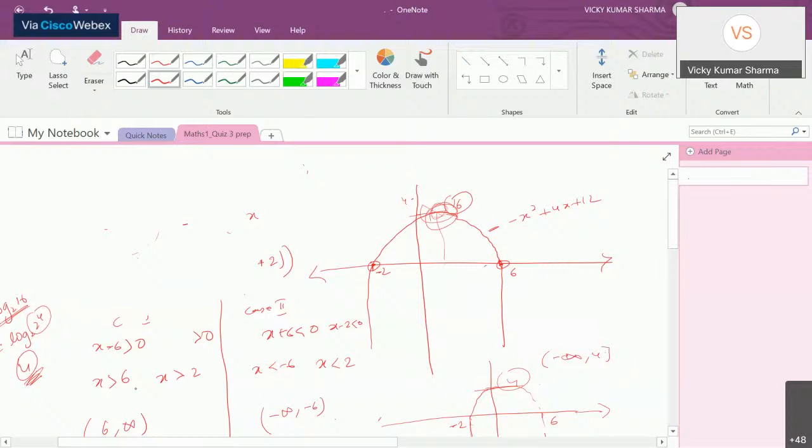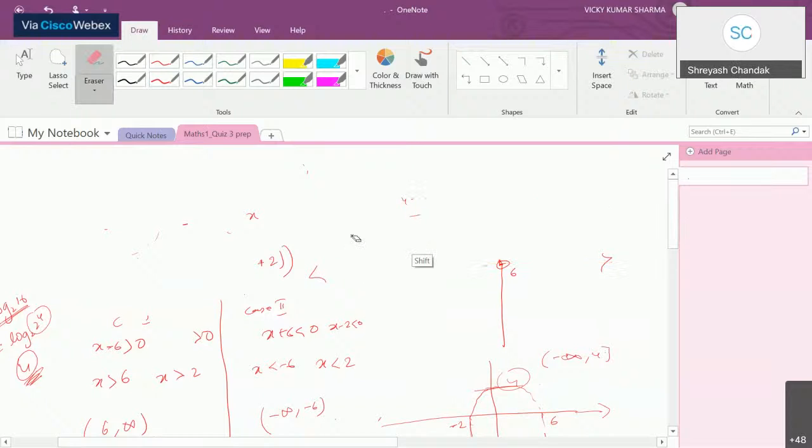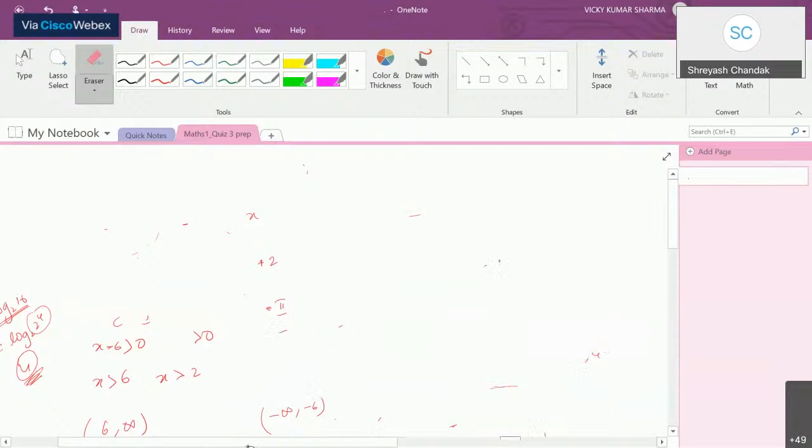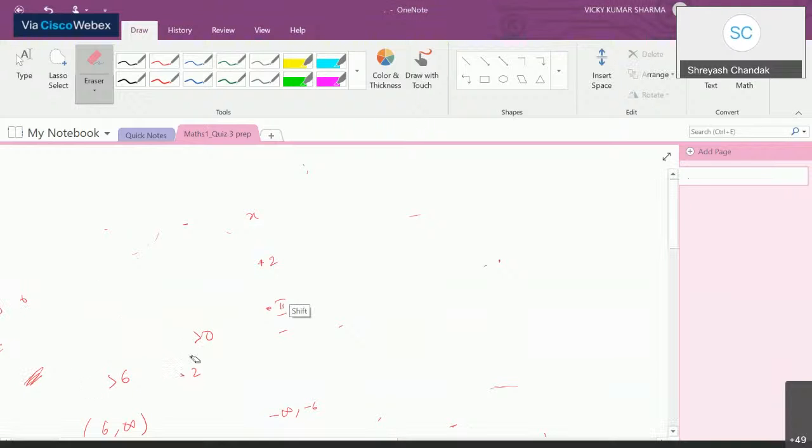Actually, sir, I guess in this question also we have to find the inverse because everything comes in base 3, and then we have to solve by taking the inverse, but I'm unable to do that. Okay, I'll take that.